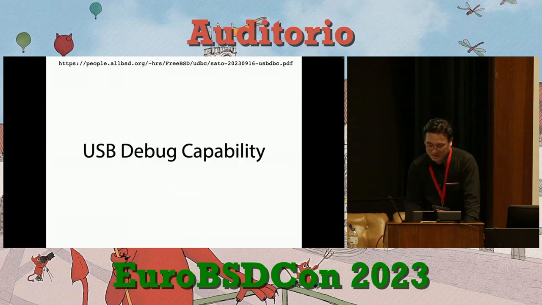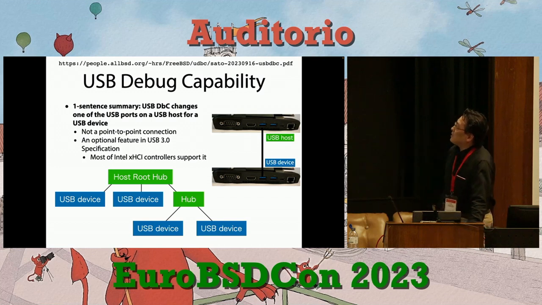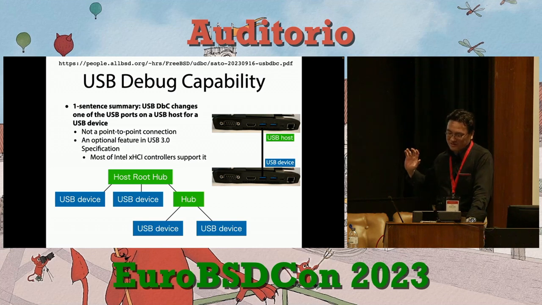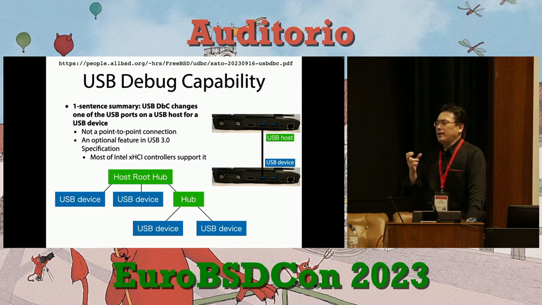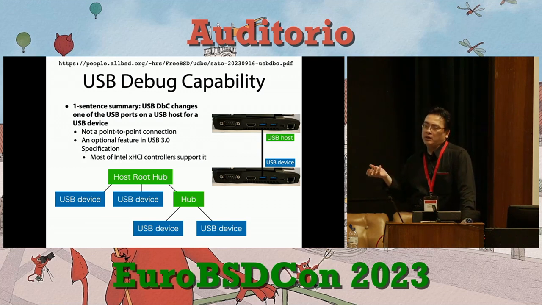So let's move on to the USB debug capability. A one-sentence summary of the USB debug capability is this: it changes one of the USB ports on the USB host into a USB device. You probably know the USB OTG (On-The-Go) feature on smartphones or similar hardware that can provide the USB device function for other machines.